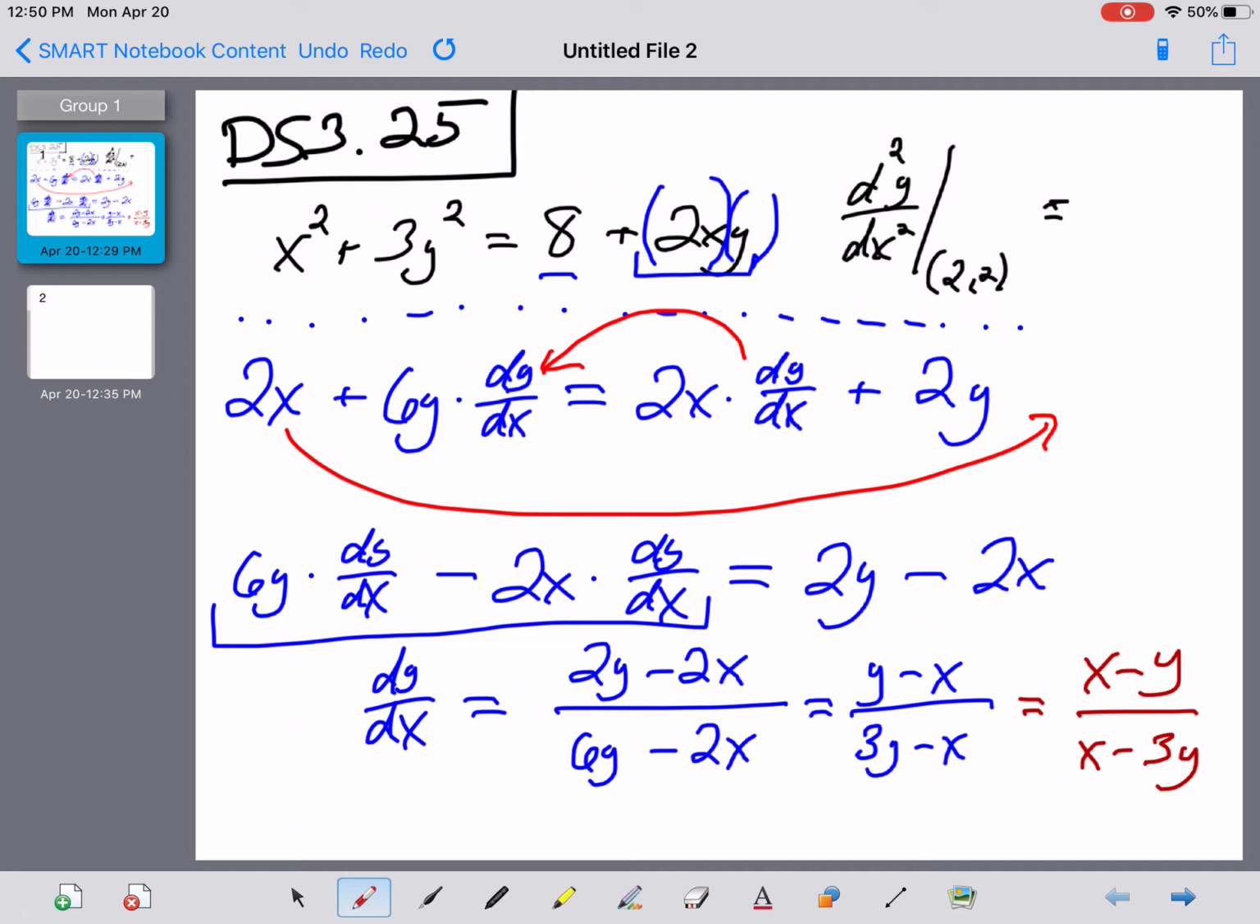So I'm going to stick with what I had right here, which was the y minus x over the 3y minus x, and ignore that. But if you had it the other way, don't change it. Okay. So there's our derivative, and I'm running out of space right here, so I'm going to write this at the top of my next page. All right, so here we go then.